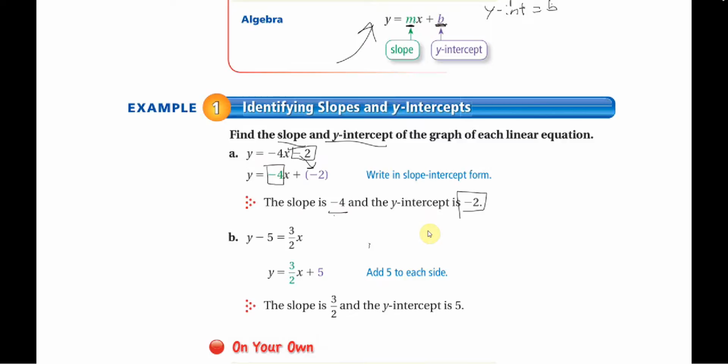So in order to get this looking like slope-intercept form, we need to get y by itself. So they added 5 to both sides. See that? And they ended up with y equals 3 halves x, then plus 5, because they did that to both sides. Now if we look at what our slope and y-intercept are, this is the number that's being multiplied against x, and here is the number that's being added or subtracted. So your slope is 3 halves, and your y-intercept is positive 5.